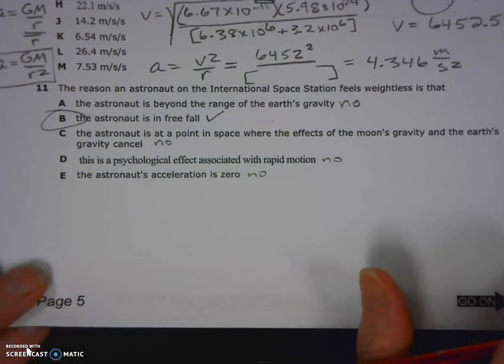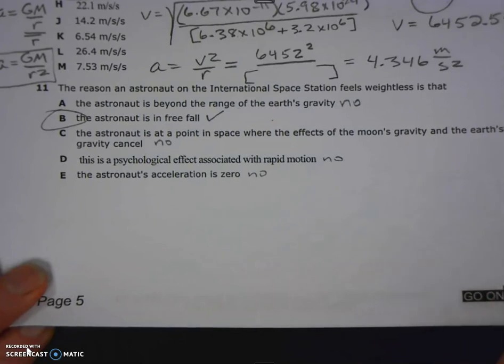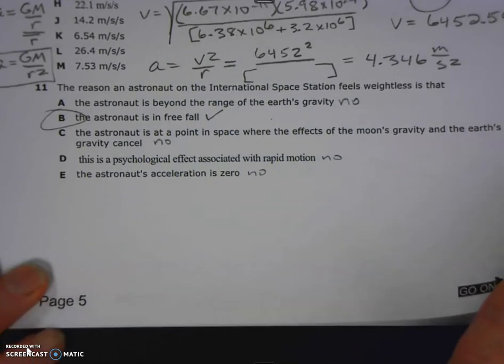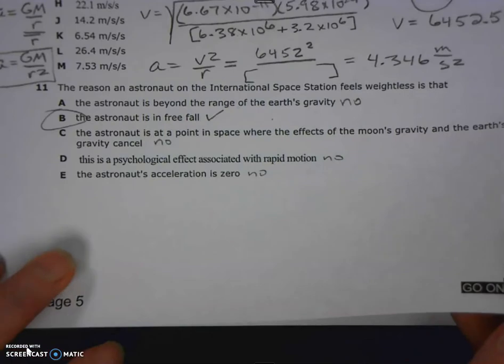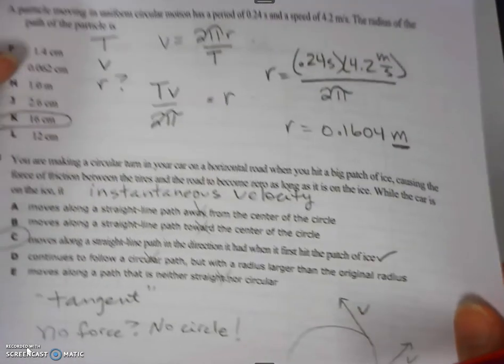The reason an astronaut on the International Space Station feels weightless is that the astronaut is in free fall because they're in orbit. And Isaac Newton taught us that orbit is the same thing as falling. All right, so 11 questions so far, 2 more to go.